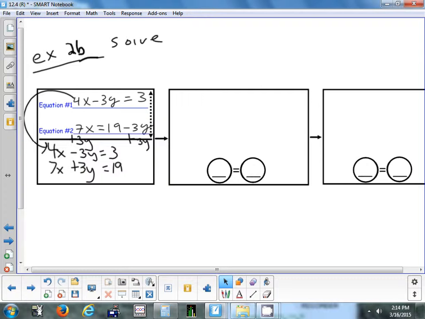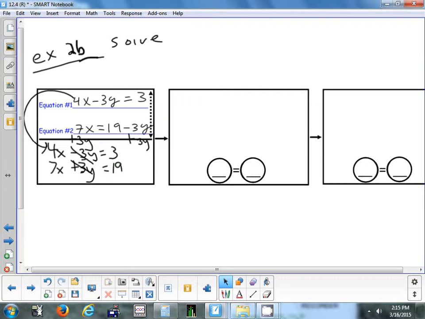Y, right? Same number, same letter, different signs. 3y, positive, negative. It was negative, positive. You paying attention? Eliminate, bye-bye. What do I write here?